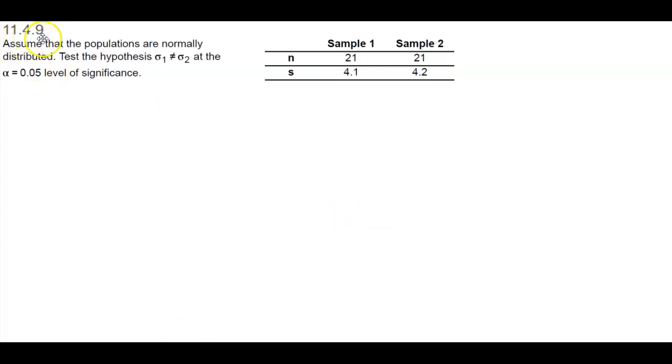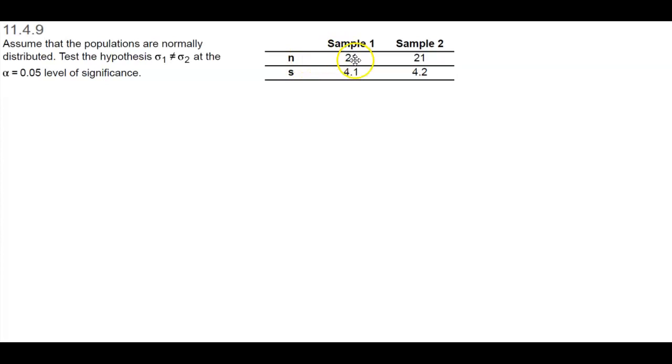Section 11.4.9, we want to assume that the populations are normally distributed. We're going to test the hypothesis that population standard deviation 1 is not equal to population standard deviation 2 at the alpha equals 0.05 level of significance. So here's sample 1 and sample 2.